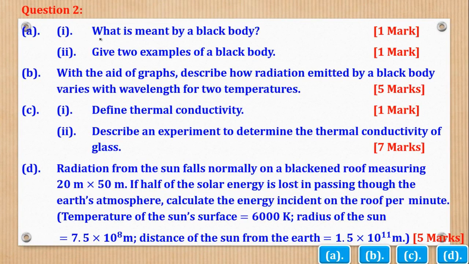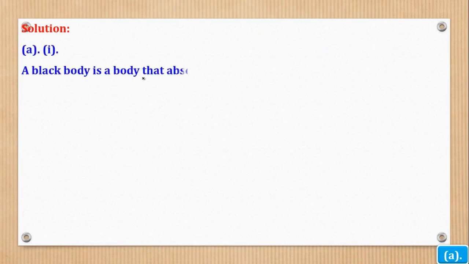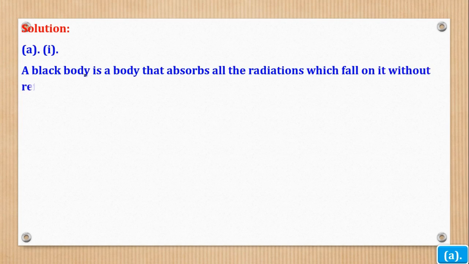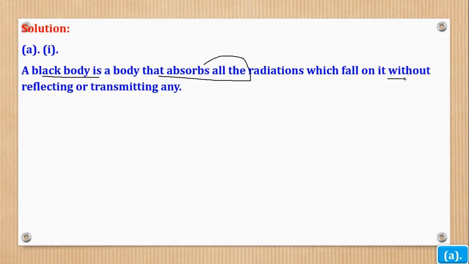Question 2 part A, Roman 1 says, what is meant by a black body? So we shall come and say that a black body is one that absorbs all radiations which fall on it without reflecting or transmitting any. So this last condition is vital.